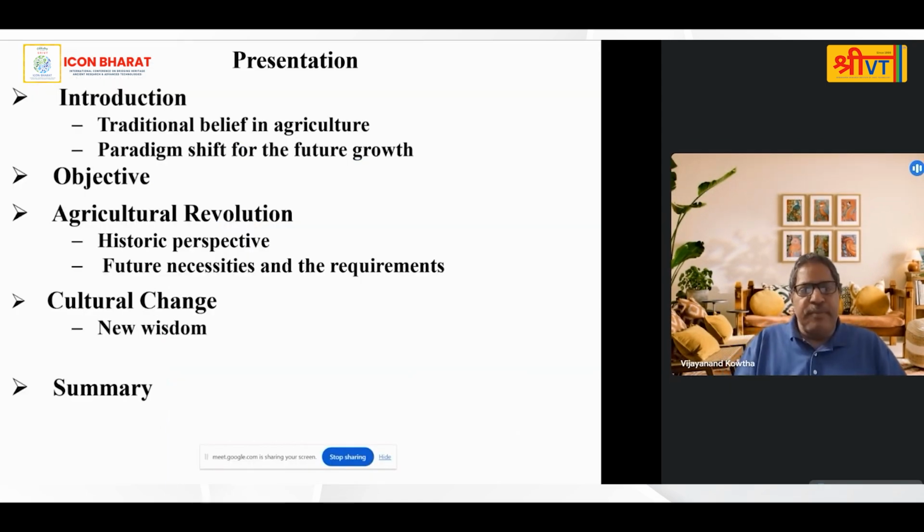So the aim of the presentation is to hopefully introduce the traditional belief in agriculture, move to the paradigm shift for future growth, and of course talk about why I'm doing this, the objective to get information to the community, and hopefully bring the agricultural revolution from the historical perspective and the changes that we need to do. Of course, we have to change within us, the cultural change, and hopefully I'll be discussing some of these new wisdom, and finally summarize the ways forward.